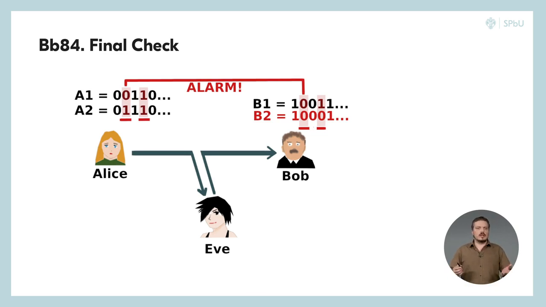If Eve were detected, that is, some bits of the shared key appear to be different at Alice and Bob, then Alice and Bob agree that the key was not generated, and they have to repeat the whole procedure again. But if the check has passed, then Alice and Bob can be sure that they now have an identical shared key, which nobody else has.